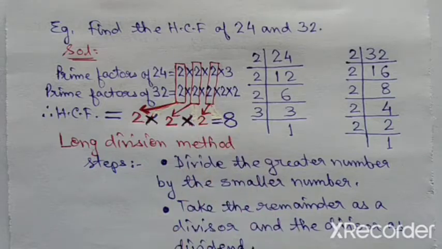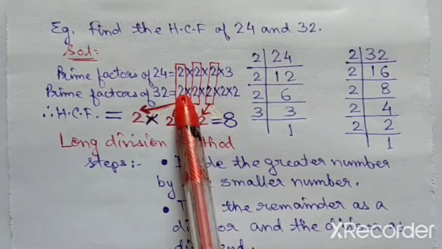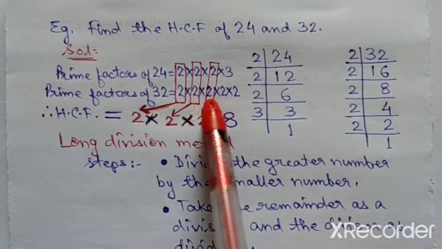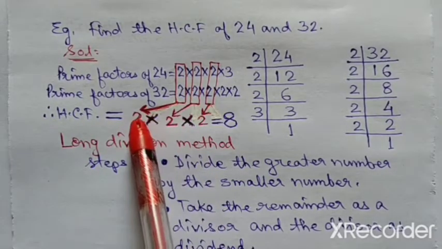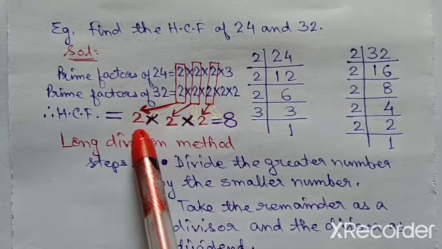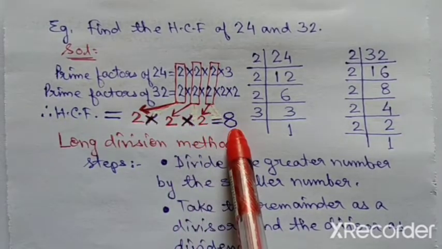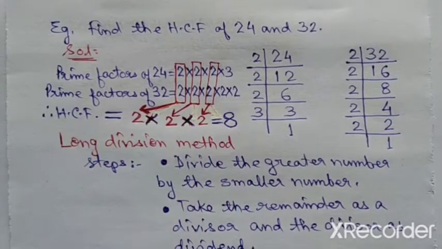Now children, take out the common factors in both. See, first 2, second 2, third 2. Now write all the common factors. Therefore HCF is equal to first 2 right here, second 2 right here, and third 2 also right here. Now multiply all the common factors. Children, 2 into 2 into 2, that is 8. So 8 is the HCF. I hope you understood the method. Very simple method, children, to find the HCF by the prime factorization method.